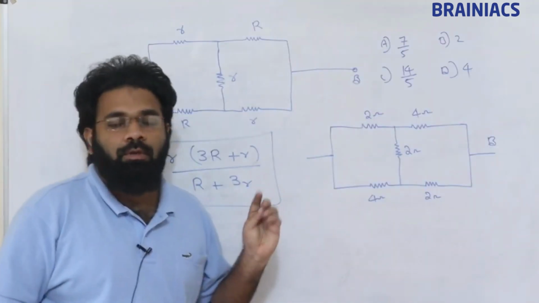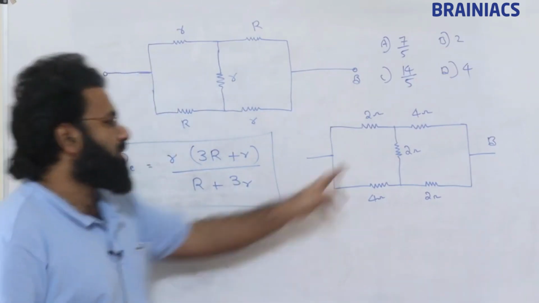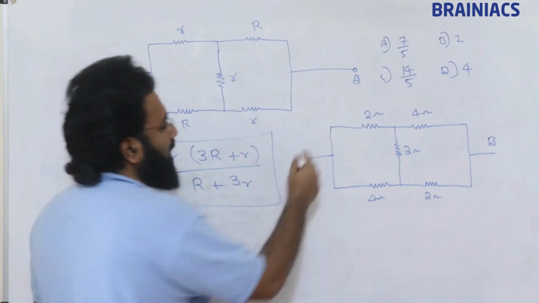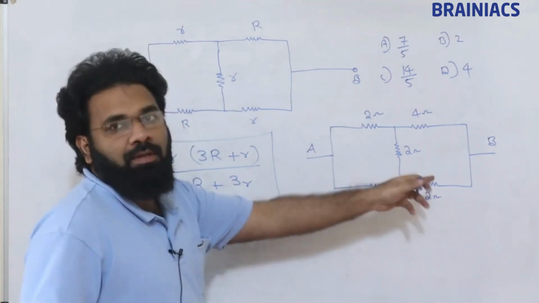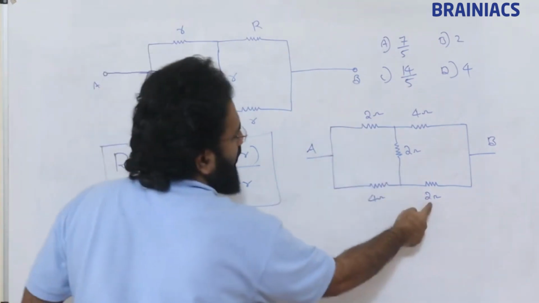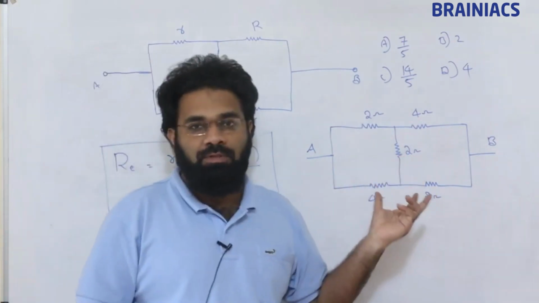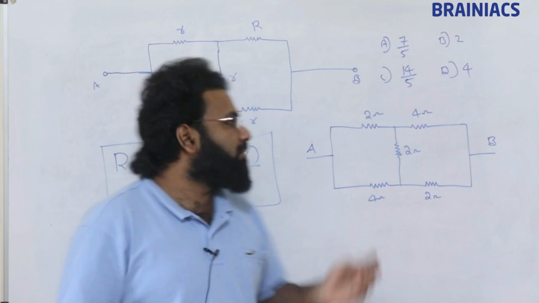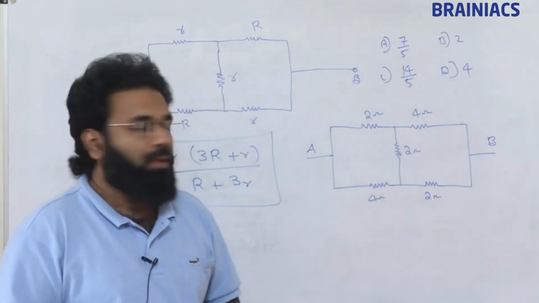See students, for unbalanced Wheatstone's bridge, look at this, this is the question we got. We need to find the equivalent resistance between the terminals A and B. That was the question. So see, the 2s are both the same, and the 4s are both the same. These kinds of questions, unbalanced Wheatstone's bridge with this kind of setup, we used to get normally.